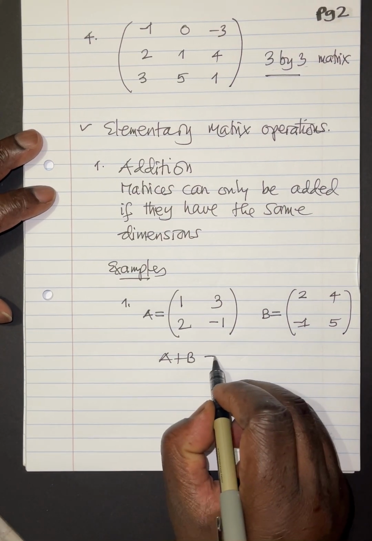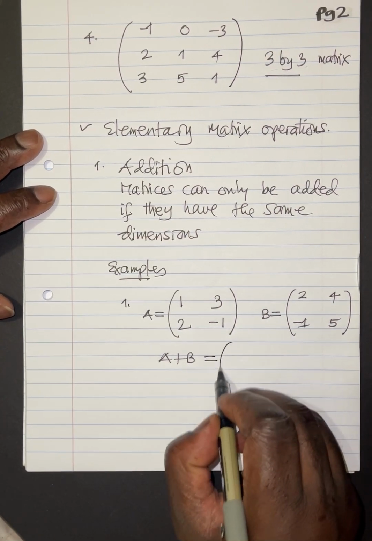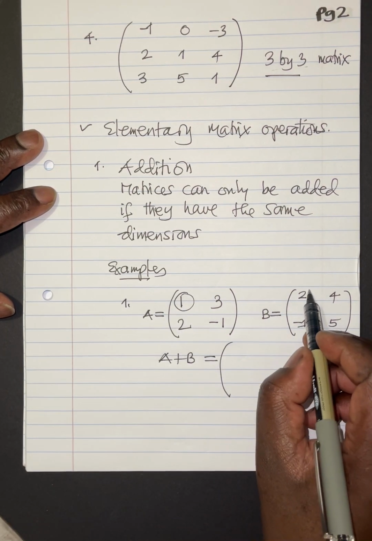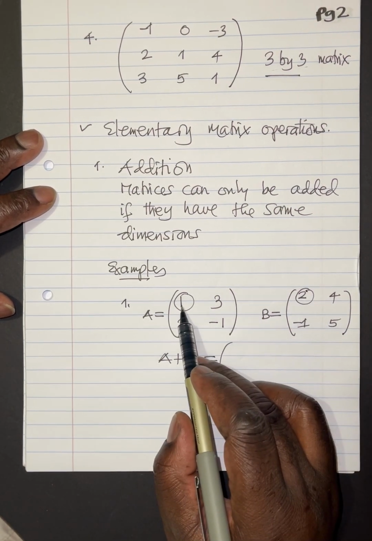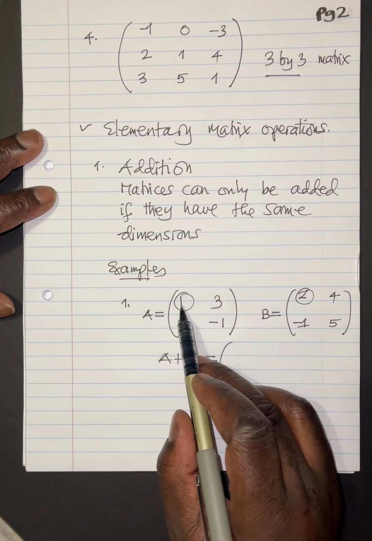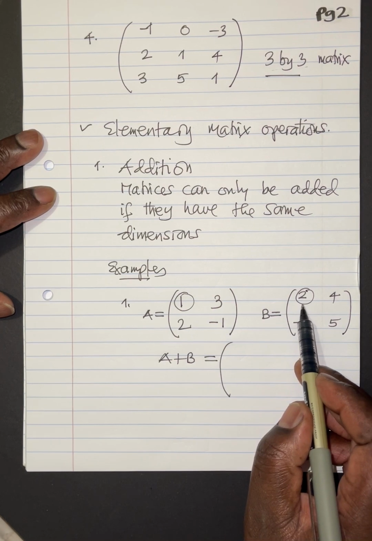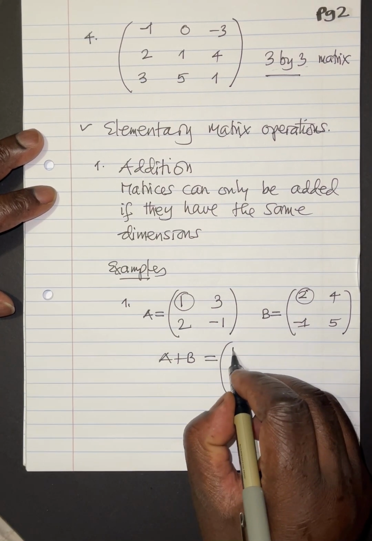So A plus B is just going to be, watch this, I'm going to take that element and add it to that element. An element in first position must be added to the element in first position. First position in row 1 and column 1 must be added to first position in row 1 and column 1. So this is 1 plus 2.